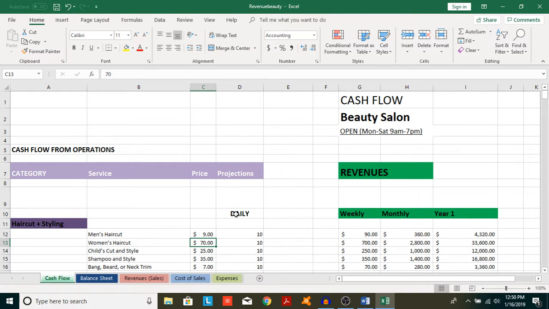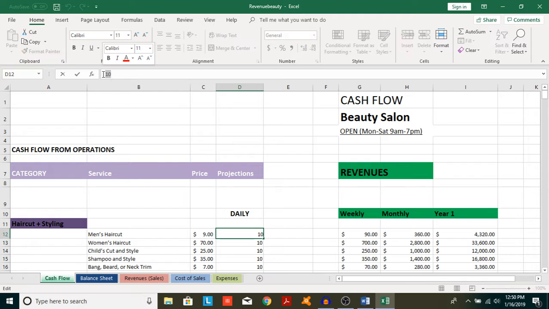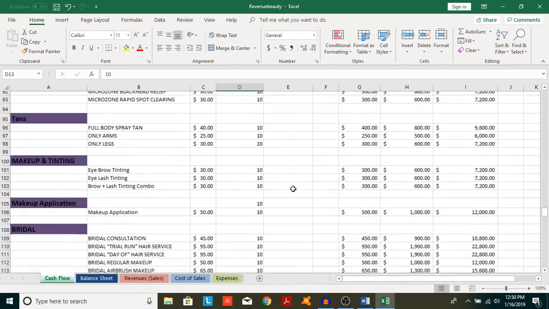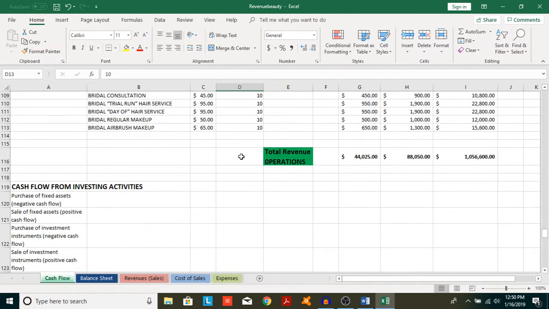If you want to change your daily projections, all you need to do is go into the category, change the projection, press enter, and your weekly, monthly, and yearly revenues will also change, as will the total amount for your operations.